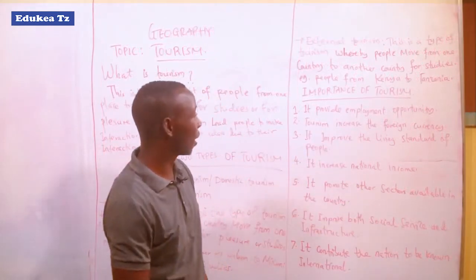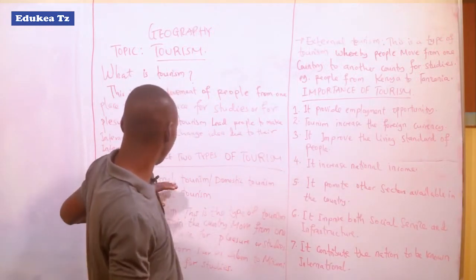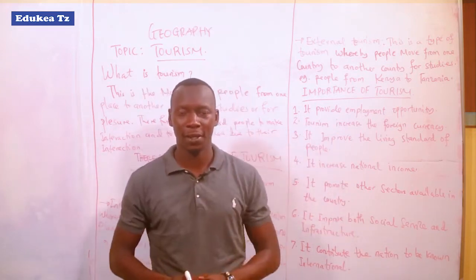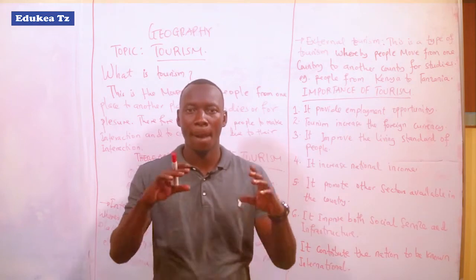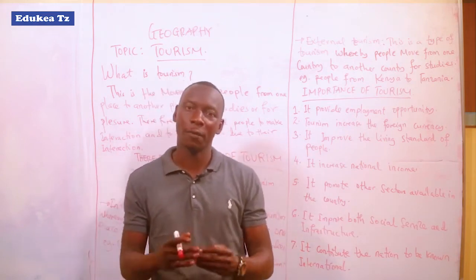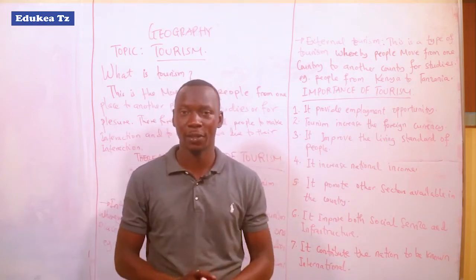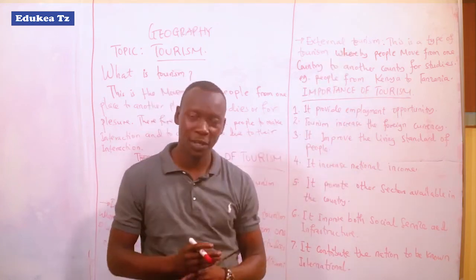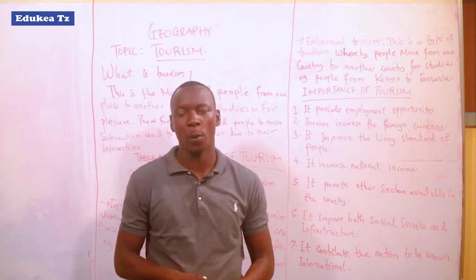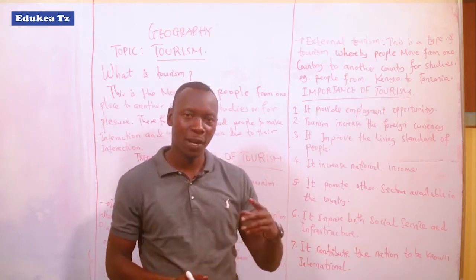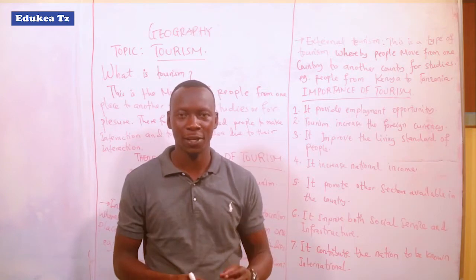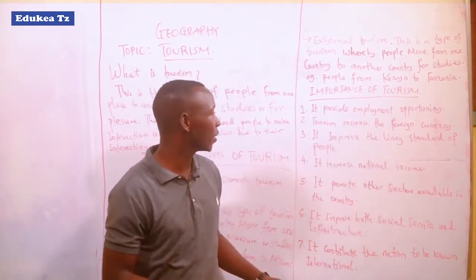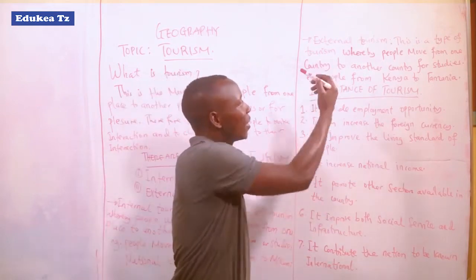Yes, my dear student, I was speaking about the difference between internal tourism and external tourism. Internal tourism, as I have said, is a type of tourism whereby people within the country move from one place to another for pleasure, leisure, or studies. But external tourism is the type of tourism whereby people move from one nation to another for studies, leisure, or pleasure. That is what differentiates internal tourism and external tourism.